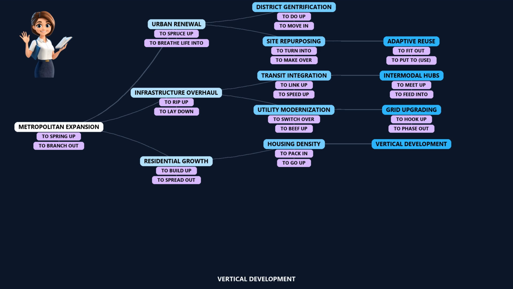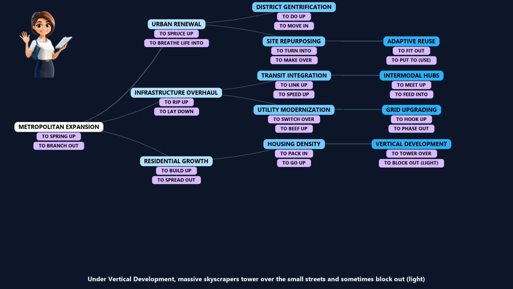Vertical development. Under vertical development, massive skyscrapers tower over the small streets and sometimes block out light for the neighbors. To put it simply, giant buildings stand above the old houses and stop the sun from reaching the ground.